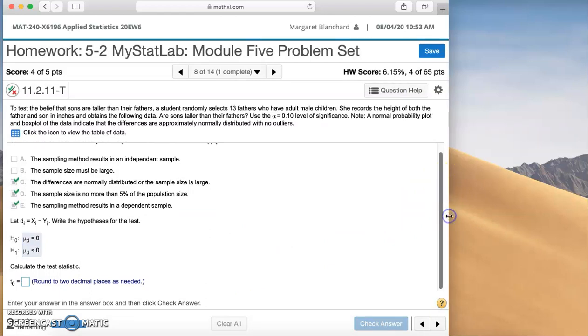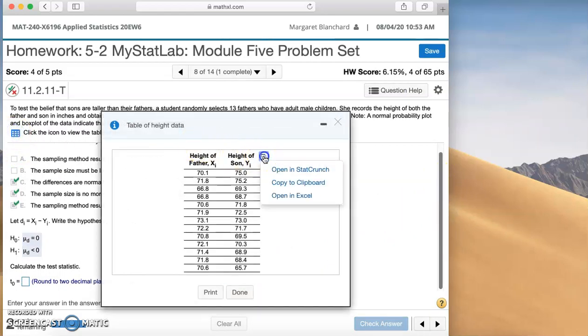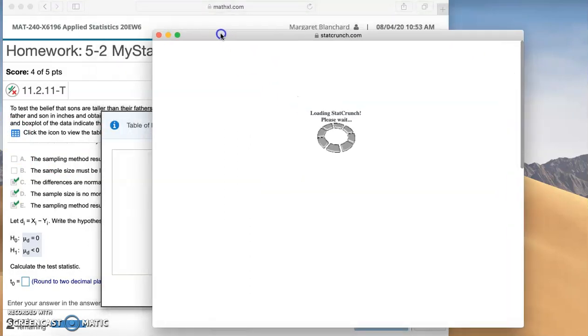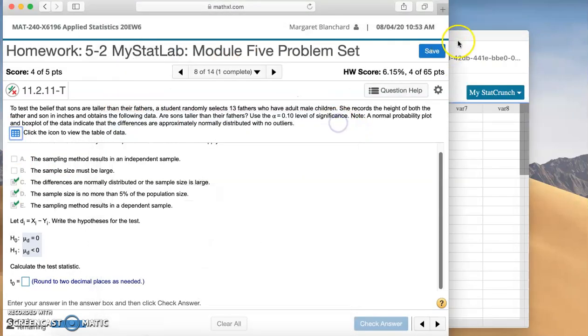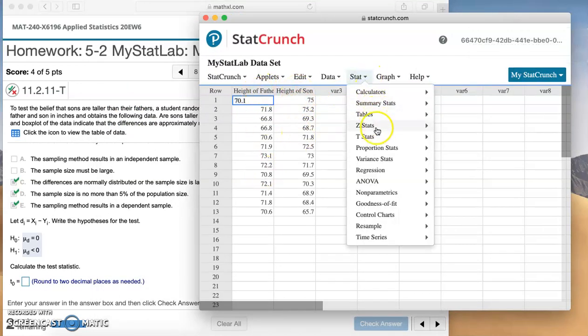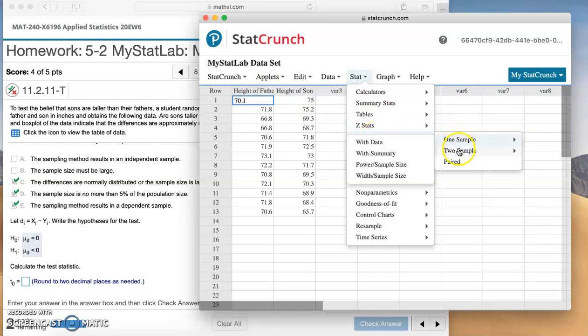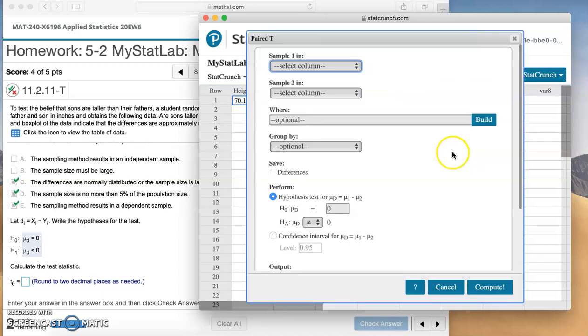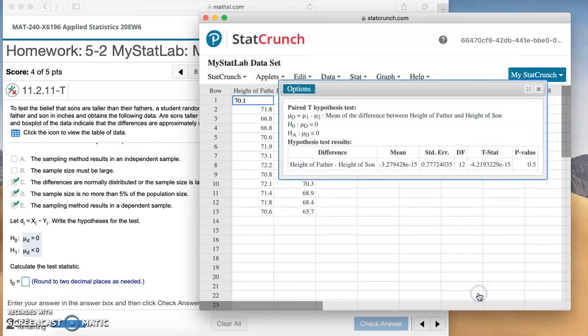Calculate the test statistic. Let's open up that data set back again, and we're going to open this in StatCrunch. I'm going to close out so we can look at both at the same time. So here we have our height of the fathers and our height of the sons. So we're going to go to Stat, T Stats, since we're looking at the mean. We're not going to go to two sample, that's for independent data. We're going to go to paired, that's for our matched pairs data. So sample 1 is the height of the father, sample 2 is the height of the son. And again, we already found our hypotheses over here. So we're going to say less than 0, compute, great.